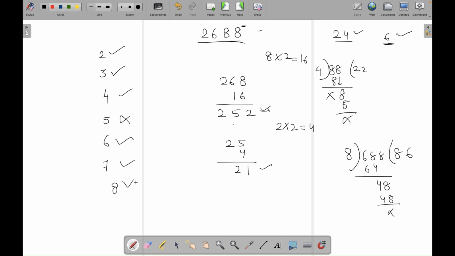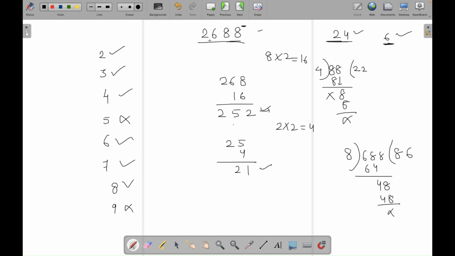Right, then we can check with 9. For 9 we have to add the digits. When we added those digits we got 24. Is 24 divisible by 9? No, it is not. So that is why 9 is not a factor.